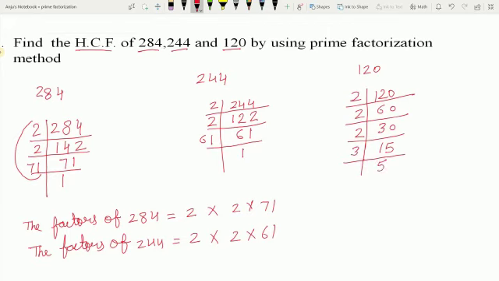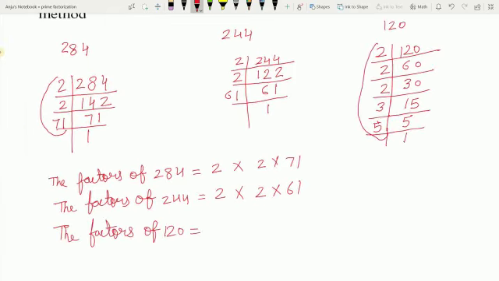3 5s are 15. And 5 is a prime number, so it is divisible by only the number itself. Now student, these are the prime factors of 120. So here we write all the prime factors of 120. So let's write 2 into 2 into 2 into 3 into 5. So student, here we have completed our first step.